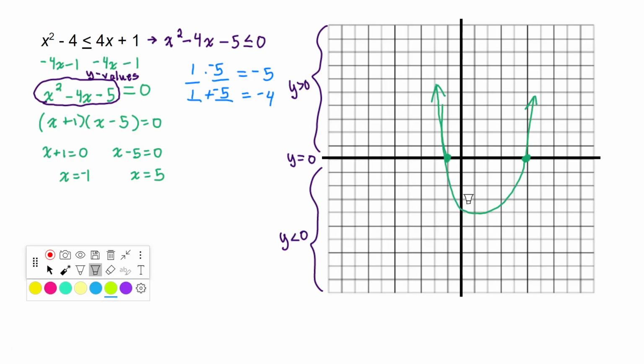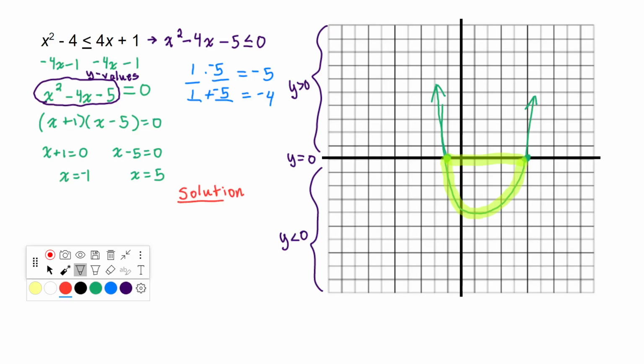So again, looking at my graph, I see that this section of my graph that I'm now tracing has y values that are less than 0. The x values that go with these points are between -1 and +5. So our solution to this problem will be written different than it was on the previous one.